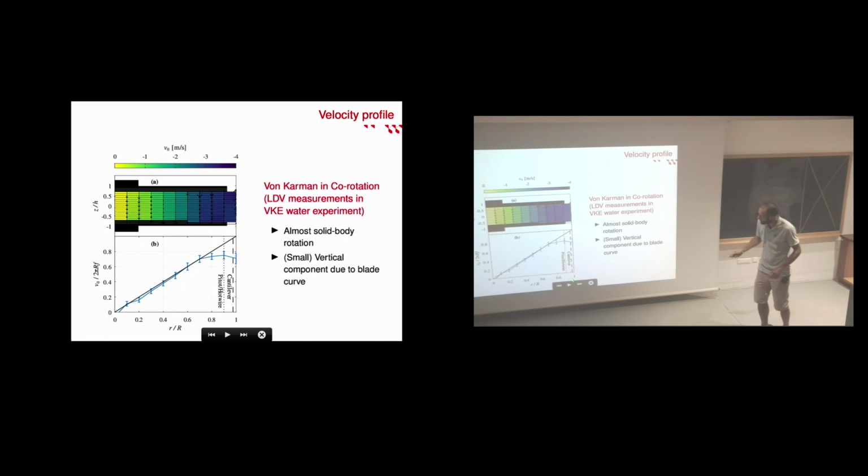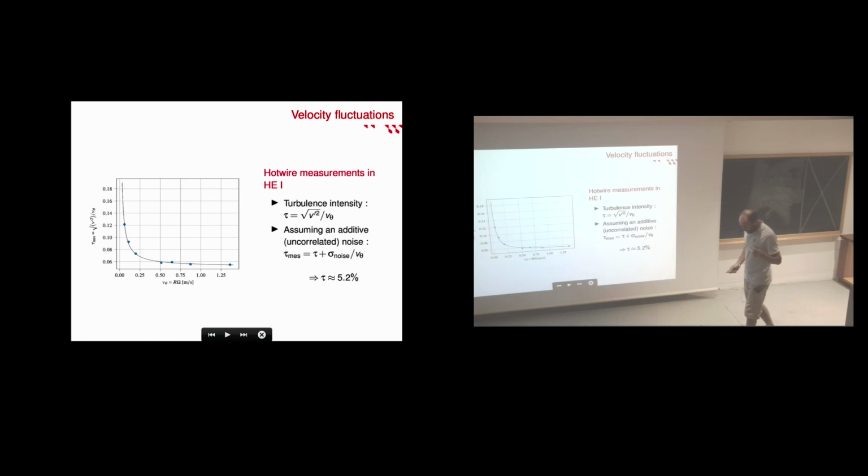This is not boundary layer turbulence, I insist, and this is where we have put our sensors. You also have, due to the dissymmetry of the turbines, a small vertical velocity, which is at most 4% of the azimuthal velocity. So we won't care too much about that.